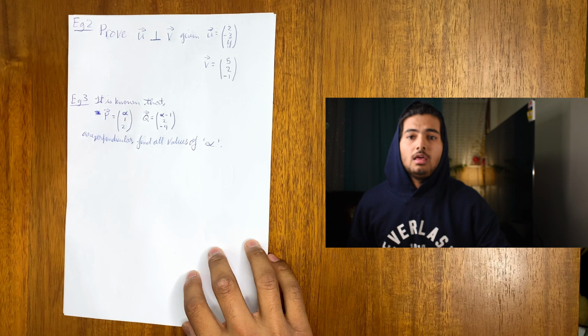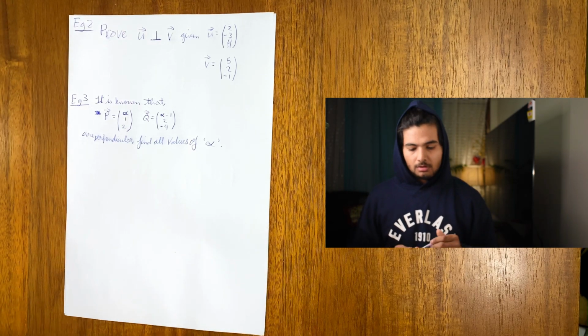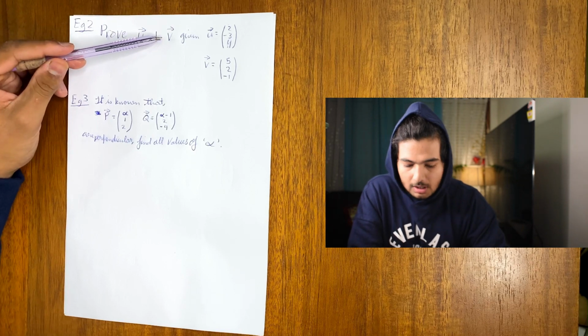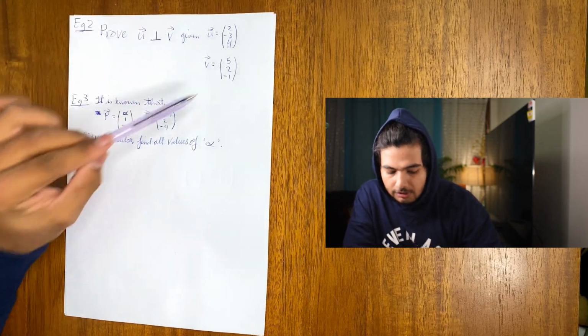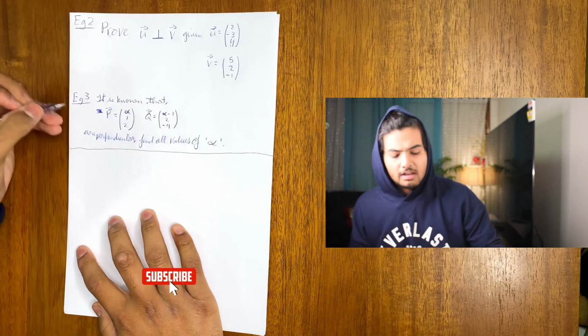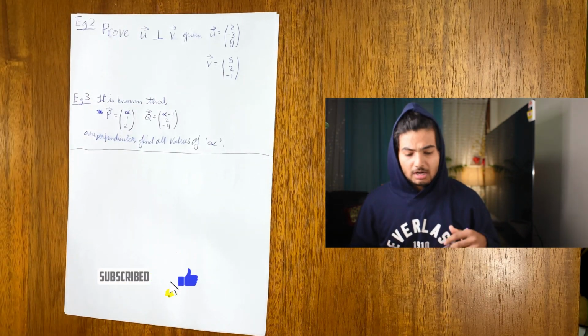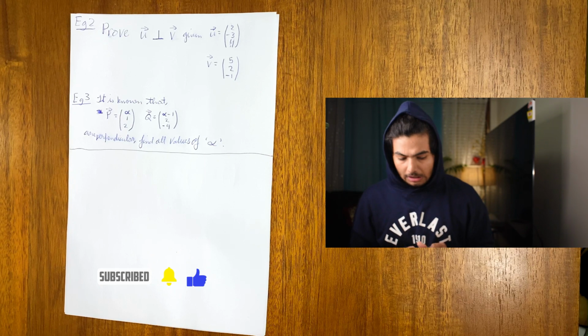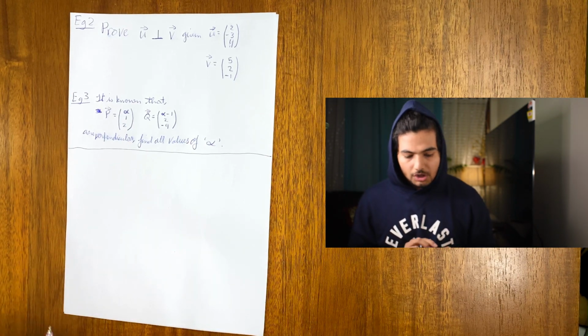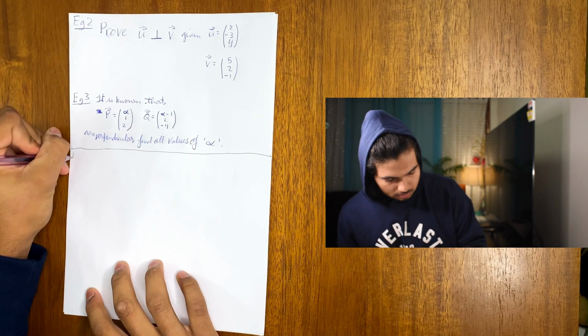Now we're going to look at example number 2. Prove vector u is perpendicular to vector v given these two values over here. So let's just do eg2 over here. We've added another example just to get our practice up for this subtopic.